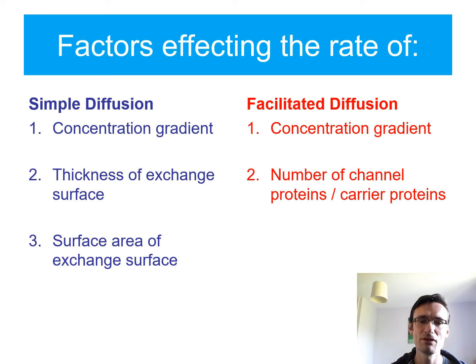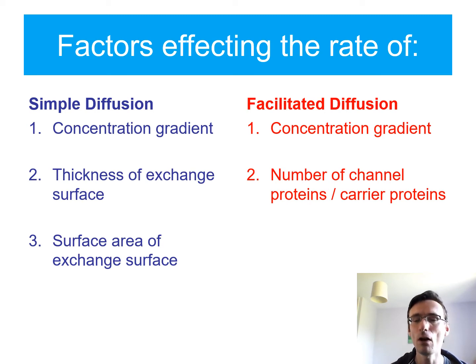Because it's diffusing across the phospholipid bilayer, if the phospholipid bilayer is a thicker layer, it's going to take longer to get across that point than if it's just a thin layer. And the surface area of the exchange site, obviously, so if the membrane's got a big surface area like the alveoli, that is going to give you a faster rate of simple diffusion.